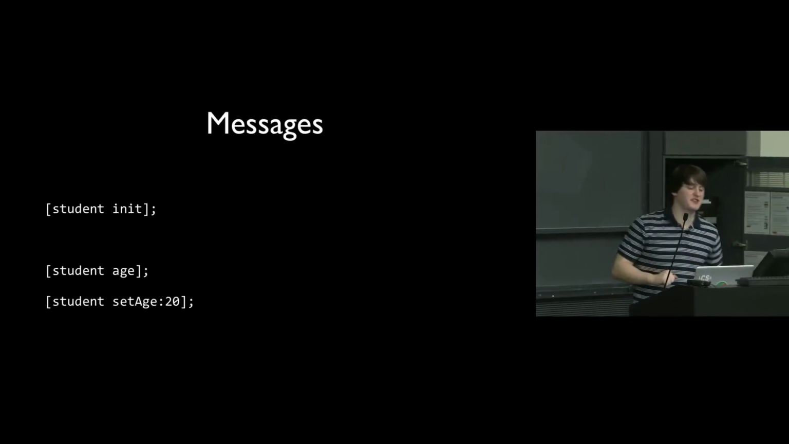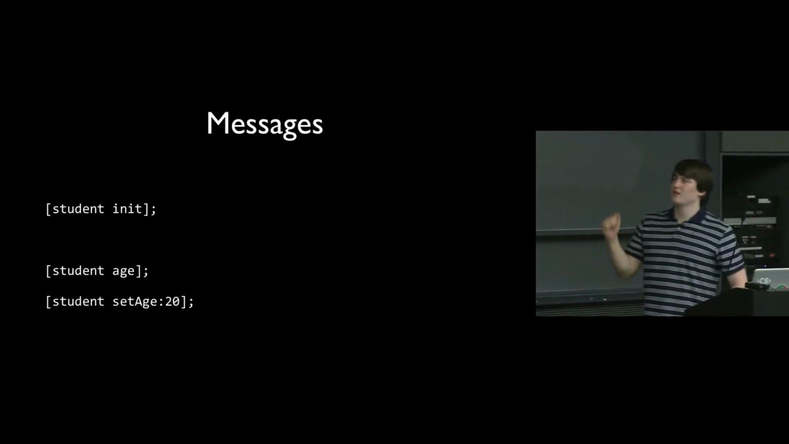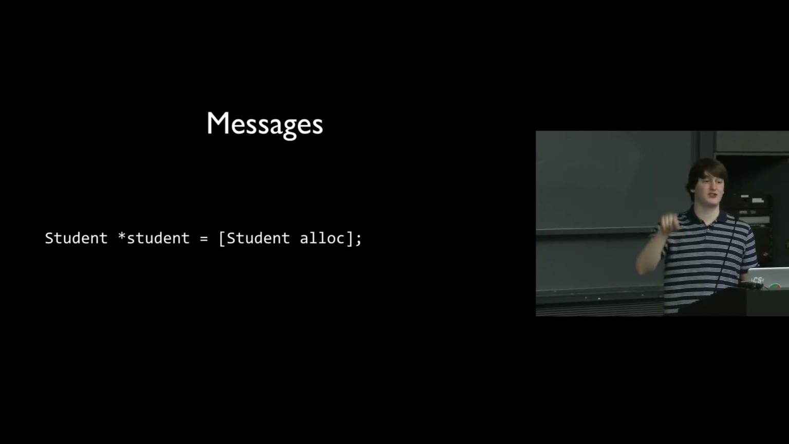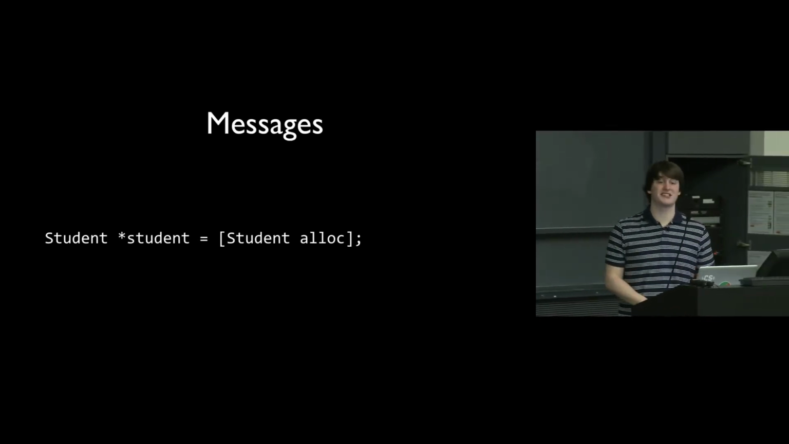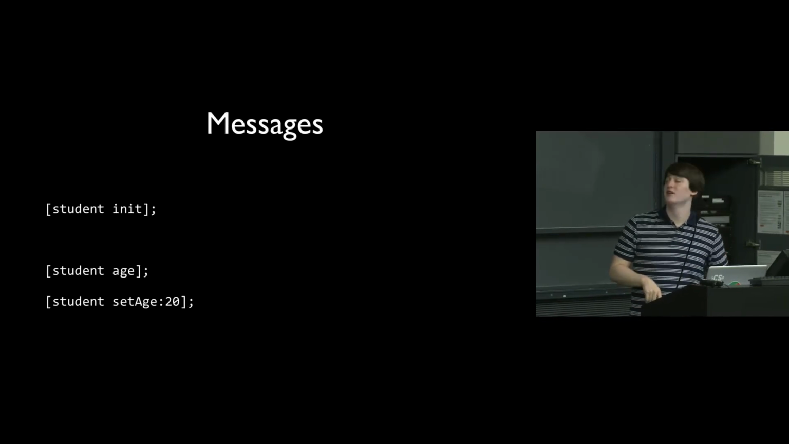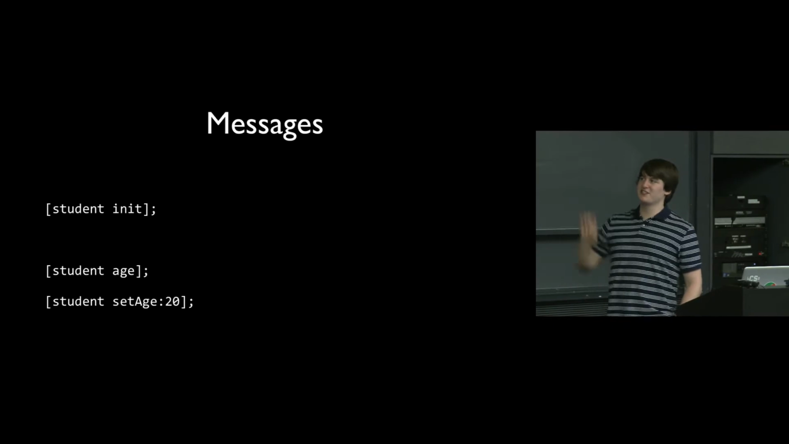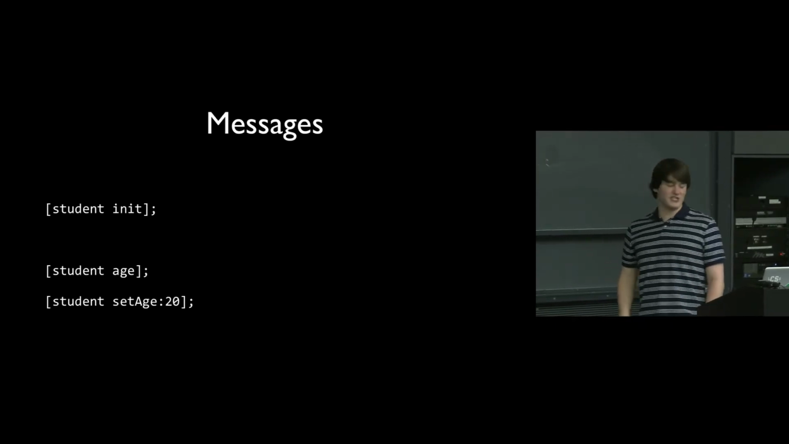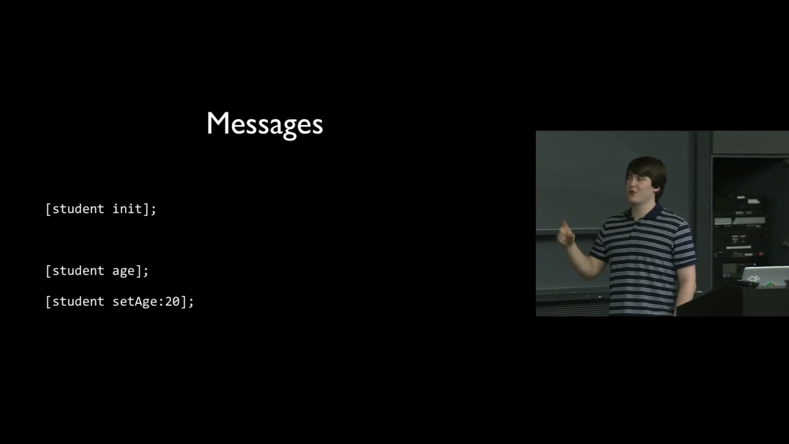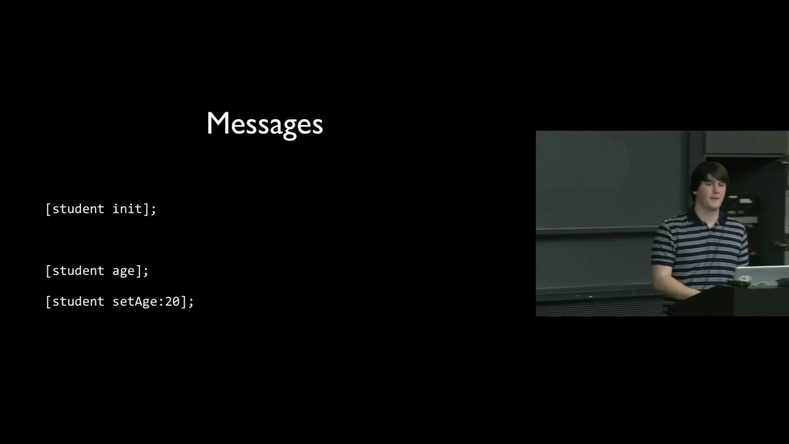So sending those messages, we see that we're using lowercase student, so this student object. Since these are instance methods, we need to send these messages to objects. So we send the init message to student, we send the age message to student, and then we send setAge: with the parameter 20, with the argument 20.